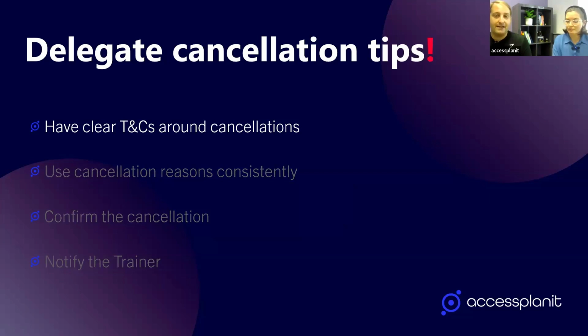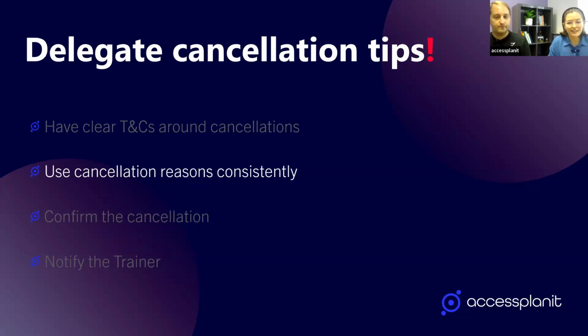So the first one is have a clear set of terms and conditions around cancellations. It's important to set expectations up front. So include things such as cancellation notice periods, refund eligibility, and any admin fees that may apply if someone cancels. It's important to make sure your policy is available at the point of booking. And we've also seen some people add it into their booking confirmation emails too, just to make it super clear.